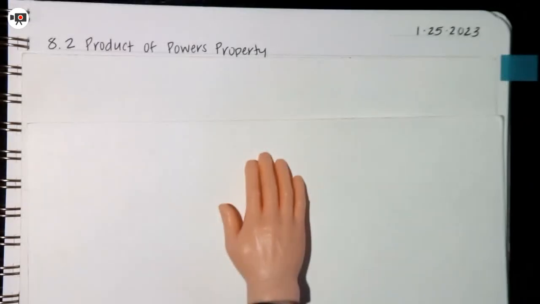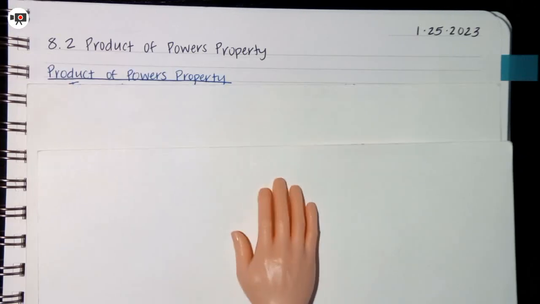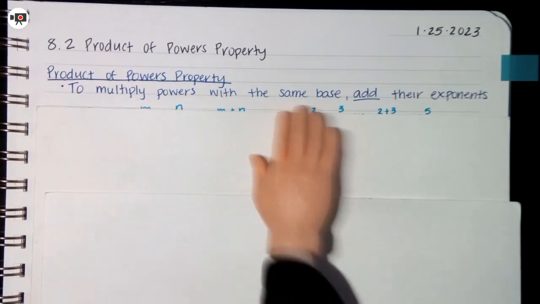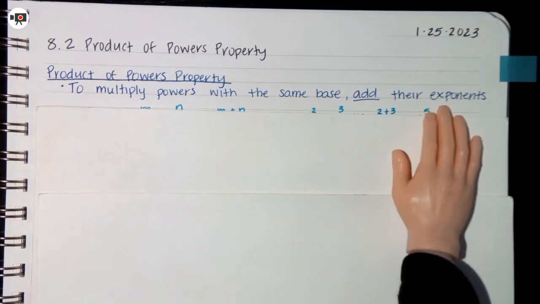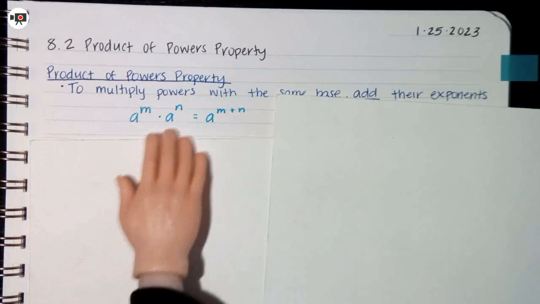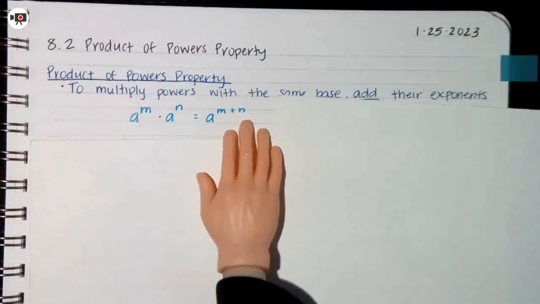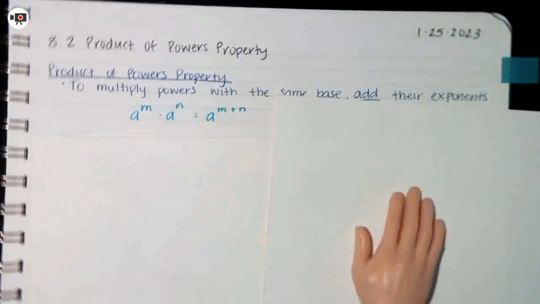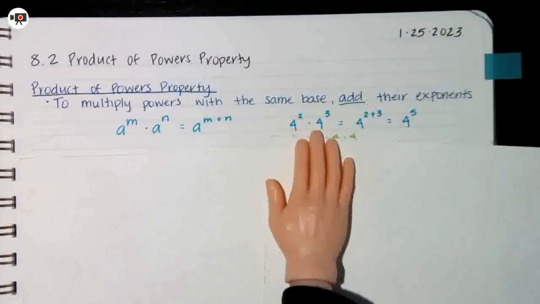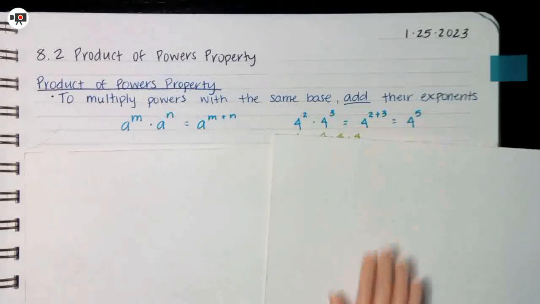This is 8.2, product of powers property. The product of powers property says that to multiply powers with the same base, add the exponents. So if this is a to the m power times a to the n power, we're going to add the exponents. This is a to the m plus n. With numbers, this would be 4 squared times 4 to the third equals 4 to the 2 plus 3, which is 4 to the fifth.